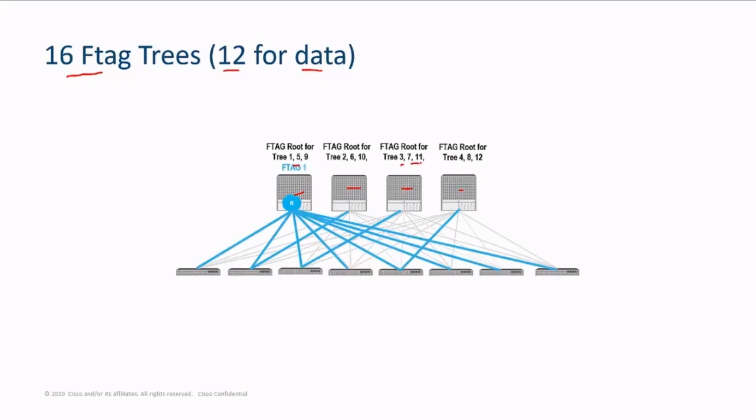So you can see here's the F-tag tree for tree 1. Here's the F-tag tree for tree 3. The root is spine 3. I just wanted to mention how we have 12. The benefit of having multiple F-tag trees is we don't have a single point of failure for our multi-destination traffic, and we get to utilize all of our links. So this is a good thing.